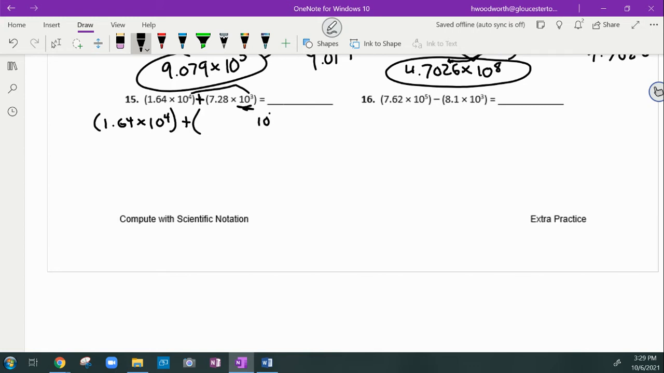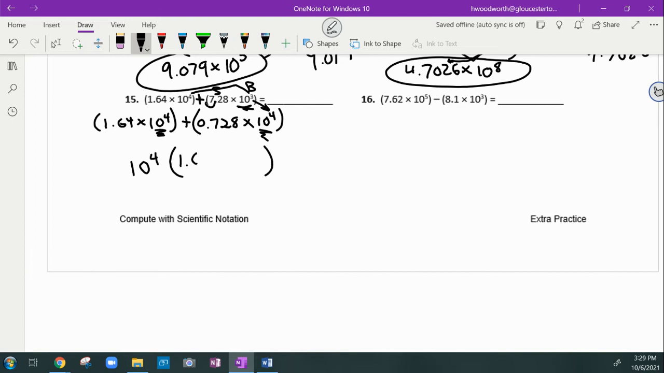I'm gonna bump it up to 10 to the fourth. And since I made that bigger, I gotta make this smaller by a power of 10. So I bump it over once because I changed this by 1. So that's gonna give me 0.729. And I look for my common factor using distributive property, 10 to the fourth.